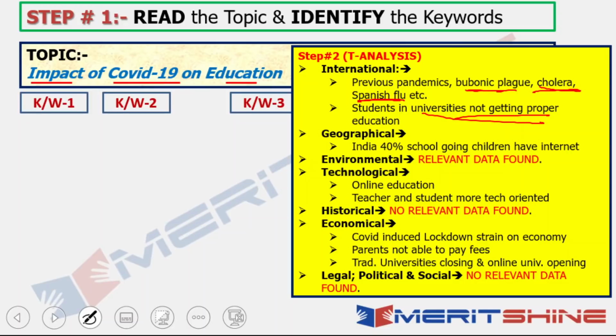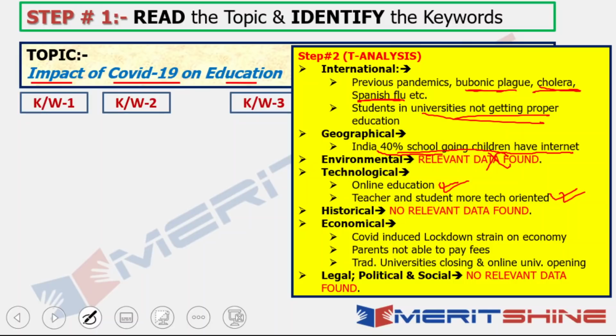Okay. Then there was one bit of news that came to my mind, that in India, when online education was going from the school, online education was asked to be given to all students. Now, many state governments said that you cannot do so because there would be underprivileged people who would not get the benefit of that online education. And with that, I remembered one set of data that 40% of school going children have internet, which essentially means 60% do not have it. So, environmental, I did not get any relevant content, but technological, online education, teacher and student became more tech oriented due to this online education process.